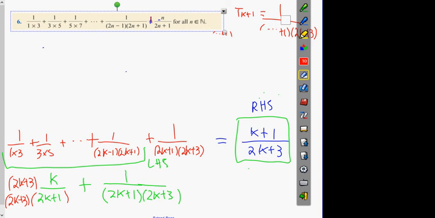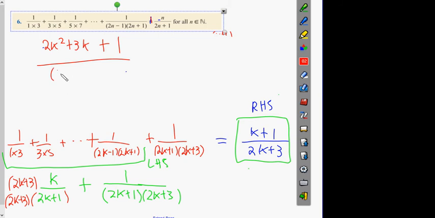So, multiply it out, and when you multiply it out, what we're going to get is 2k squared plus 3k plus 1 all over (2k plus 1)(2k plus 3). Factorize the top using the reference numbers. Everybody happy with me just skipping into the brackets? 2k plus 1 and 2k plus 3.